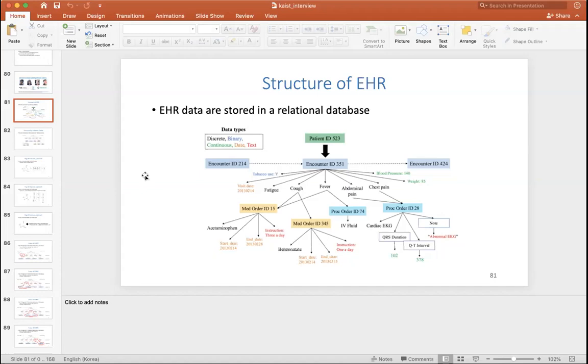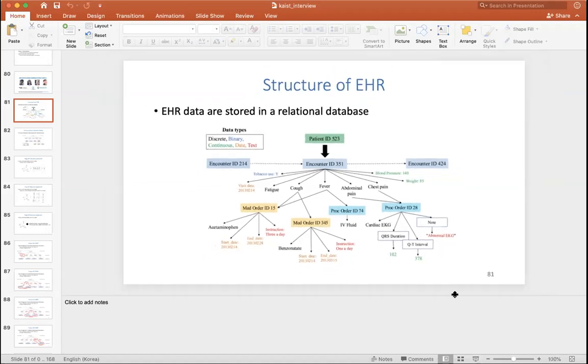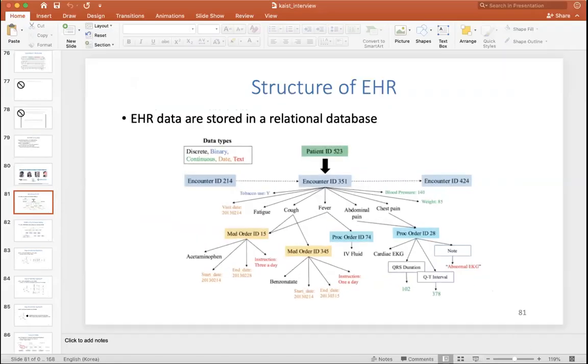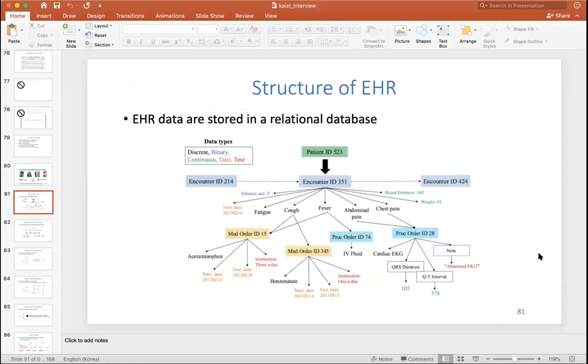So the reason that I'm talking about graph networks and transformers is that it can be used to build a more advanced model. Maybe I should talk about the context a little bit. In the very beginning, I'm pretty sure I talked about the structure of electronic health records.